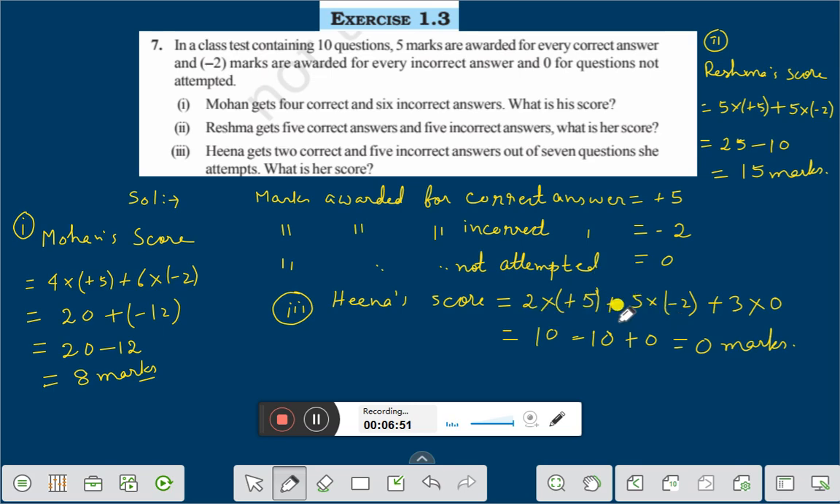2 into plus 5 plus 5 into minus 2 plus 3 into 0, because she has not attempted 3 questions, right? Therefore, 2 fives are 10, plus into minus is minus, 5 twos are 10, plus 0, that is plus 10 minus 10 is equal to 0, and that means Hina's score is 0 marks.